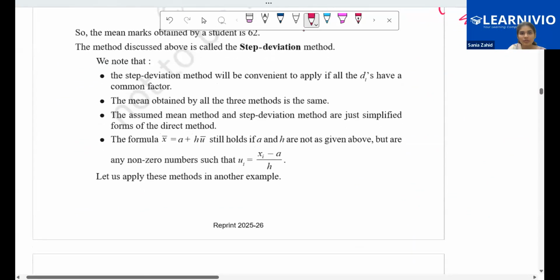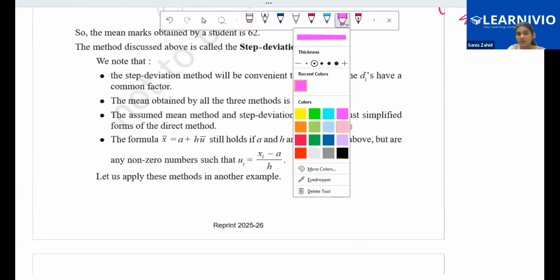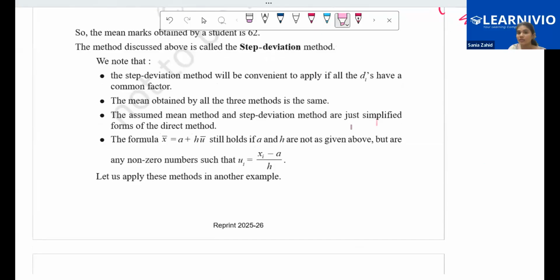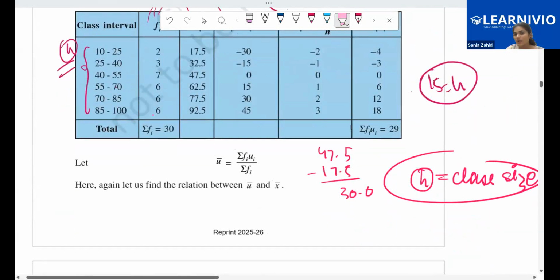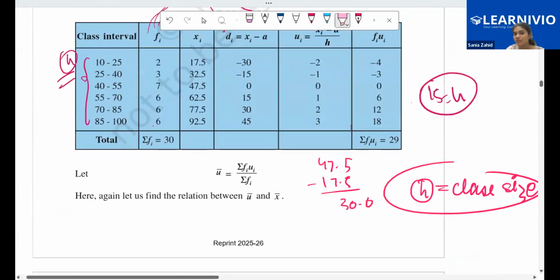Okay, now these are some of the important points. When do you have to use the step deviation method? The step deviation method is convenient if all the d's have a common factor. So what are the d's? d was deviation. If you look at the deviations, they are 30, 15, 15, 30 and 45. Right? So here all the d's have a common factor, you see. The common factor is 15.